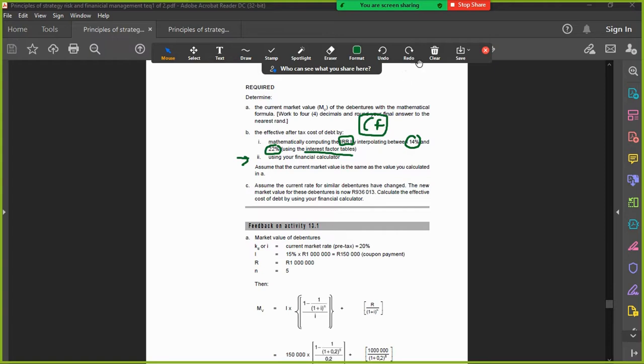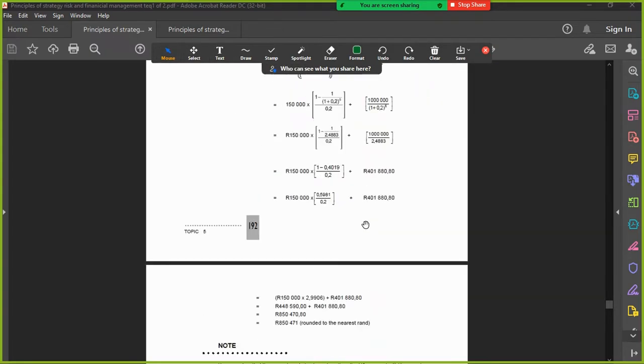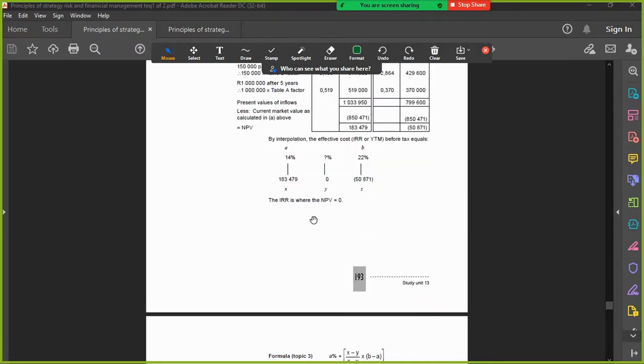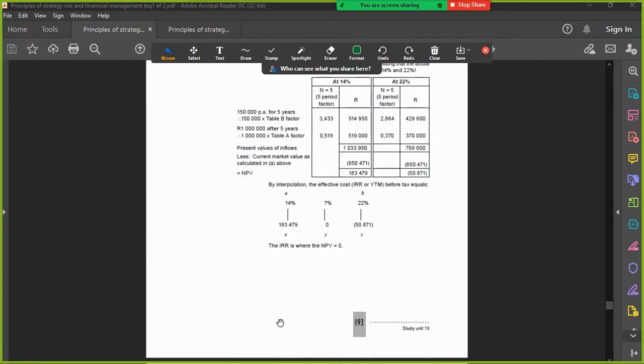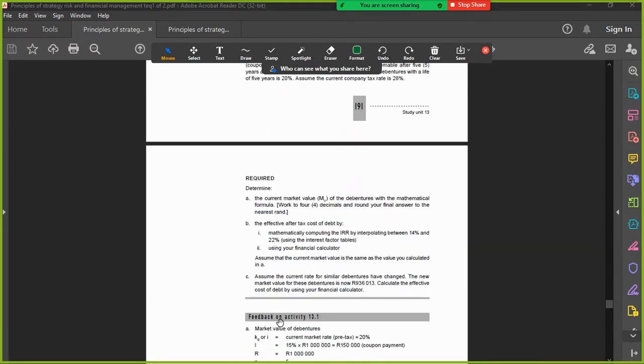So if you use the calculator, let's have a look. Where's the calculator? There's the calculator. Here they were working out the IRR. This was part 2 or part 1. Which number was that? Yeah, this is part 2, the effective after-tax cost of debt.